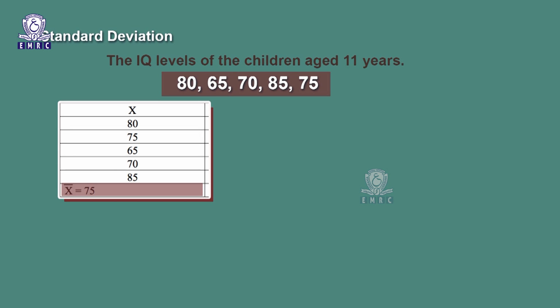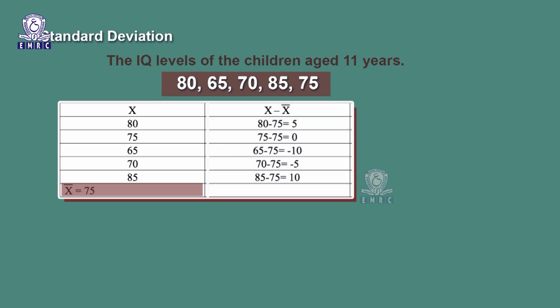The second step is to draw a table. In the first row, write all the scores. In the second row, subtract the mean value from the scores and write the results. X minus x bar. X is 80 and x bar is nothing but the mean, which is 75. 80 minus 75 is equal to 5. 75 minus 75 is equal to 0. 65 minus 75 is equal to minus 10. 70 minus 75 is equal to minus 5. 85 minus 75 is equal to 10.